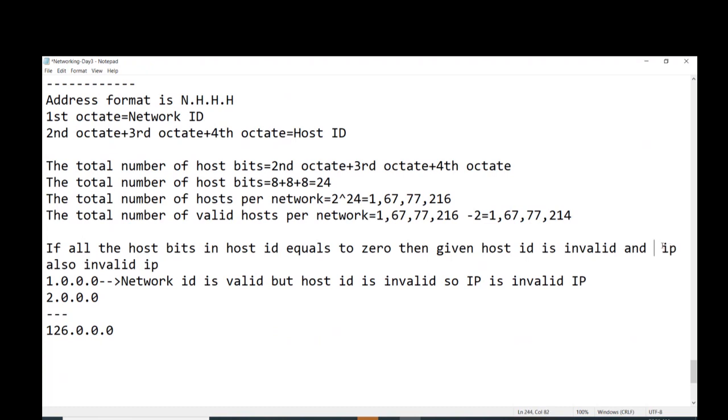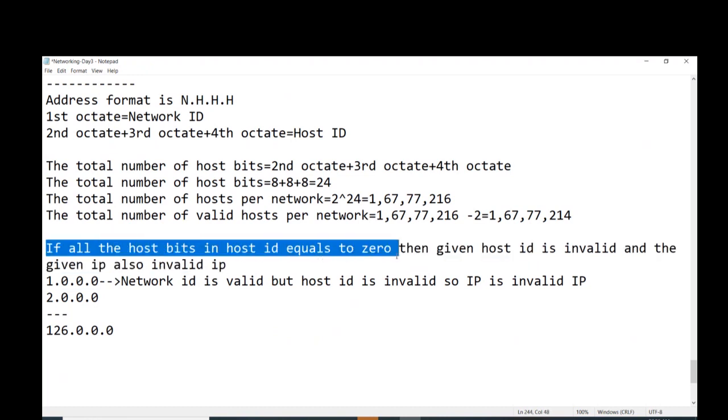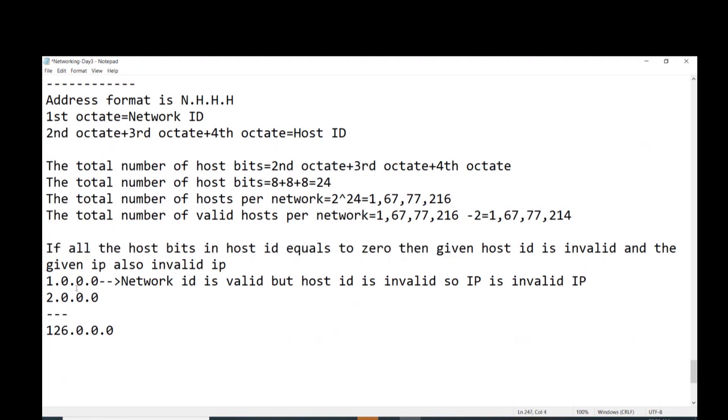So that is the reason for minus 2: if all the host bits in the host ID equal 0, then the given host ID is invalid, and the given IP is also an invalid IP. This applies to this sentence: if all the host bits in the host ID are equal to 0, the host ID is invalid. Yes or no? Then I can say this is an IP.